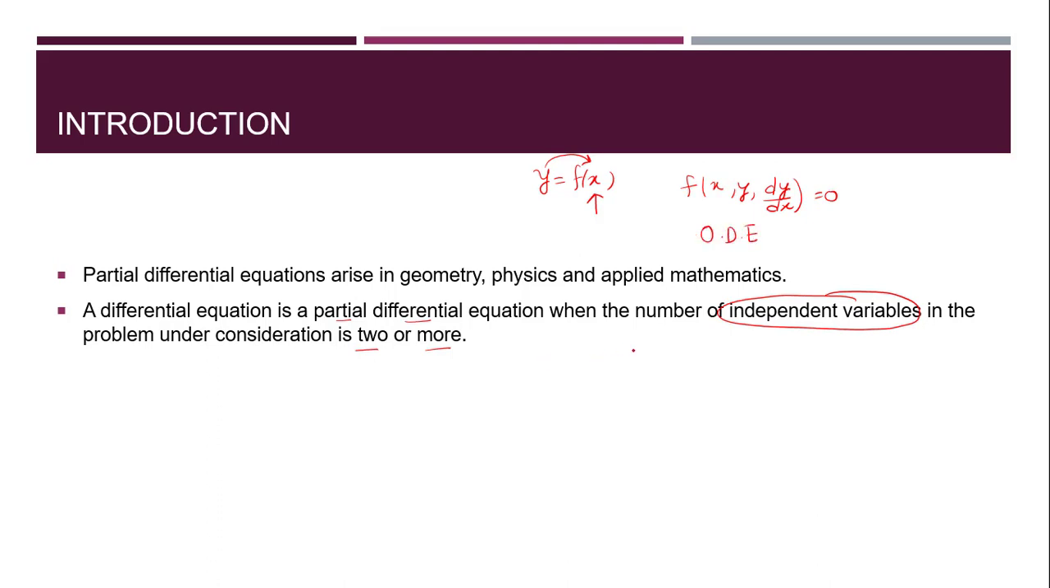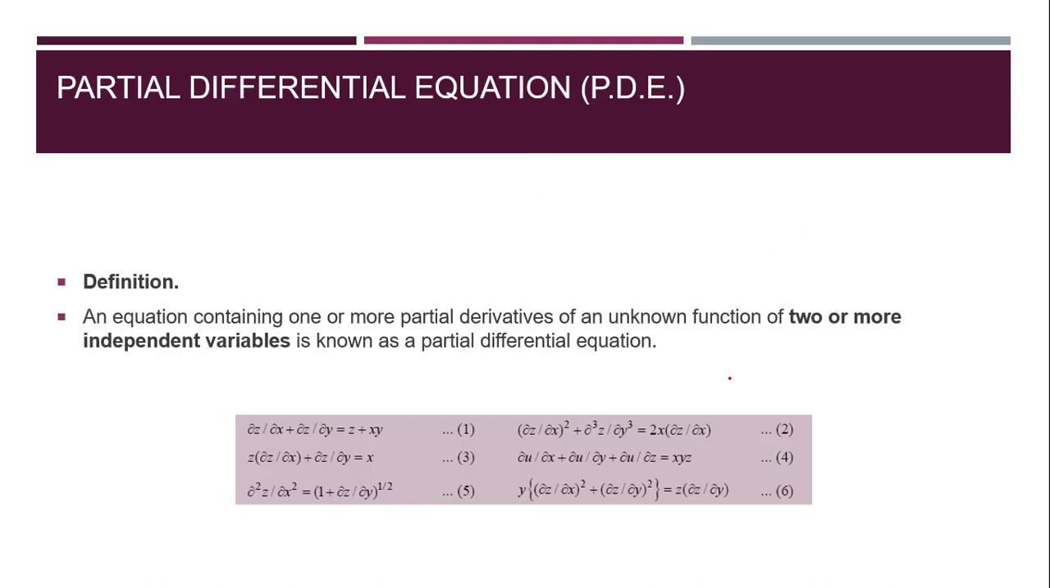But if the number of independent variables is 2 or more, for example, if I say z is a function of x and t, here I can differentiate z with respect to x, or I can differentiate z with respect to t, and the equation that is formed with the help of x, t, z and the derivatives results in a partial differential equation. So let's talk about the definition.